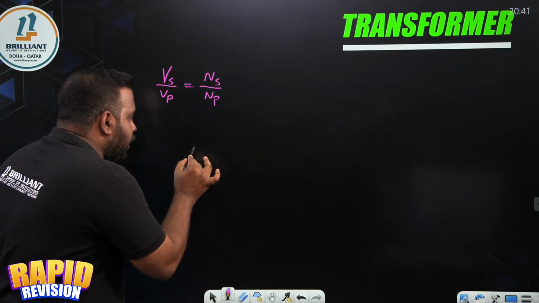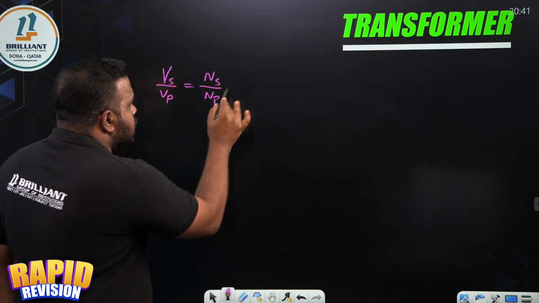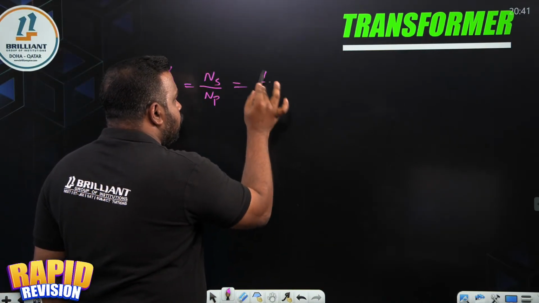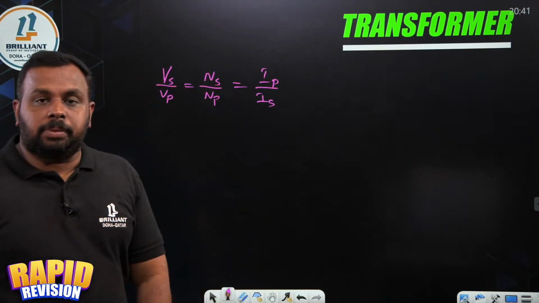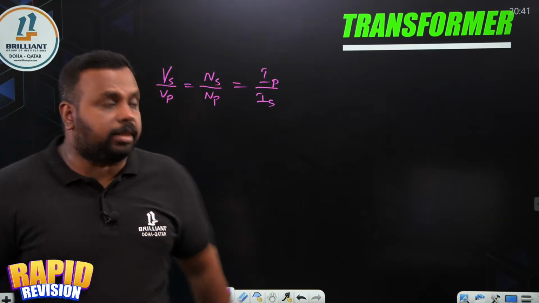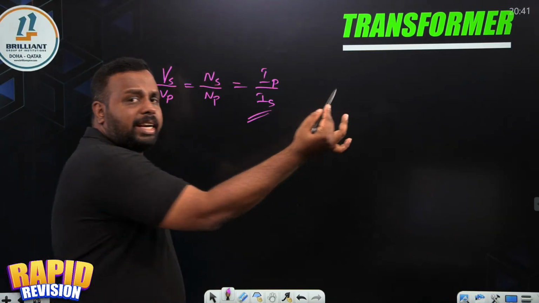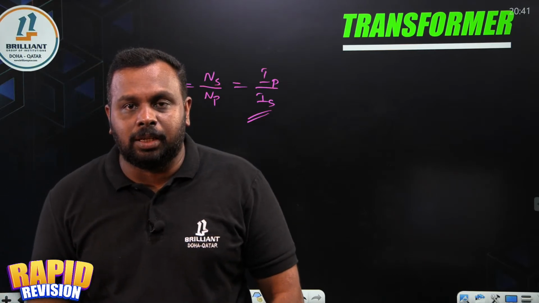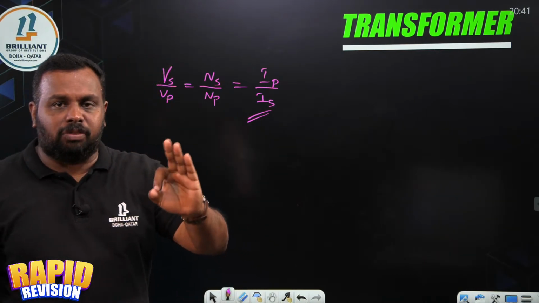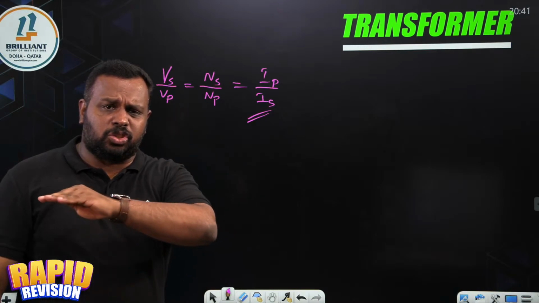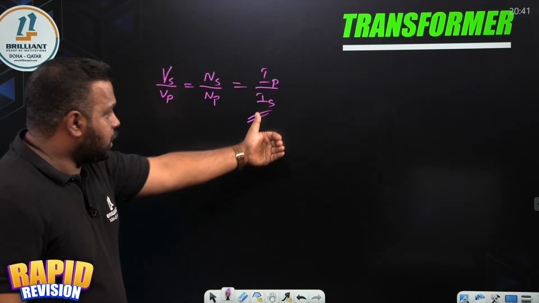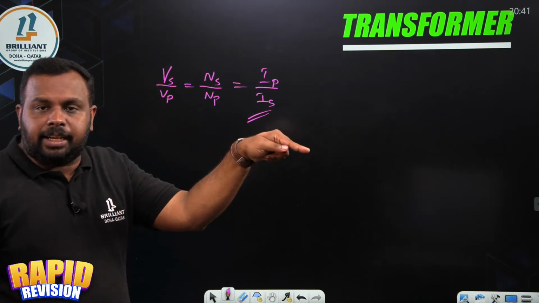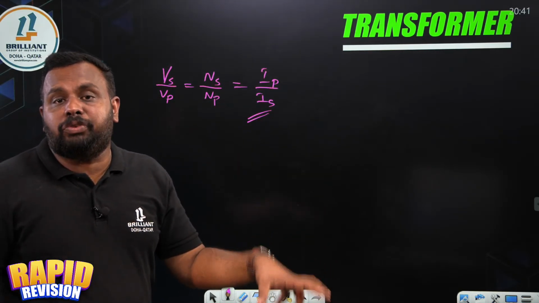And if Is is the secondary current and Ip is the primary current, in an ideal transformer we can write this is equal to what? Ip by Is. Yes or no? But remember, this current relation you can take only in an ideal transformer. What is an ideal transformer? If the efficiency of a transformer is 100%, which means there is no transformer loss, we will call it an ideal transformer. If it is not an ideal transformer, they will give you the efficiency value.